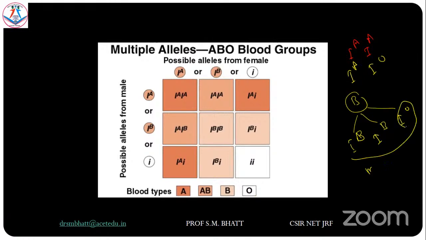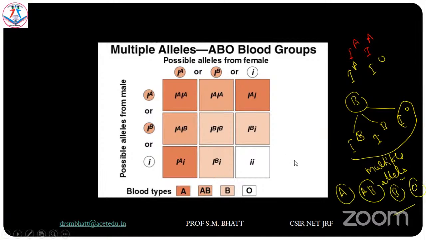That's why we call this trait controlled by multiple alleles. Because three types of alleles are involved, you get four types of blood groups: A, AB, B, O. A, B, O. Right?